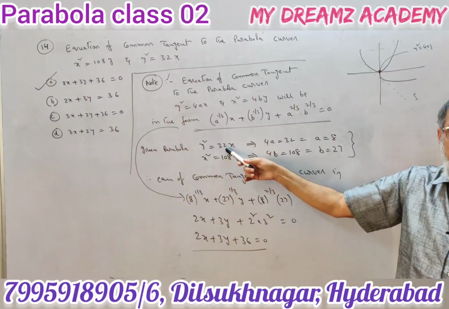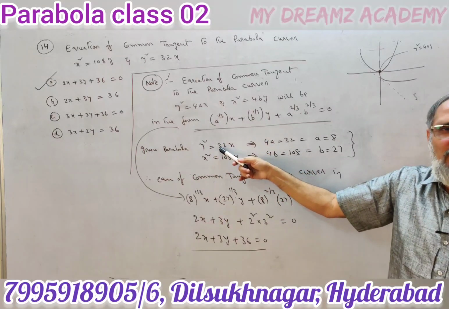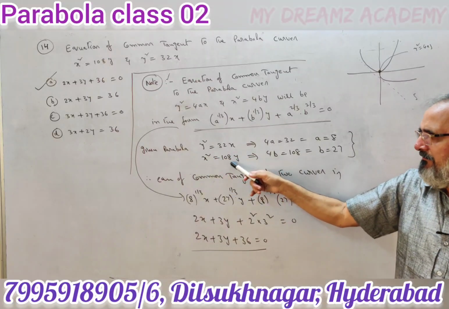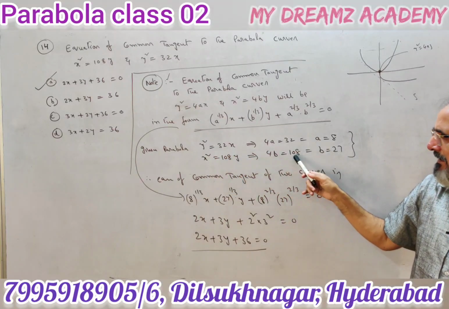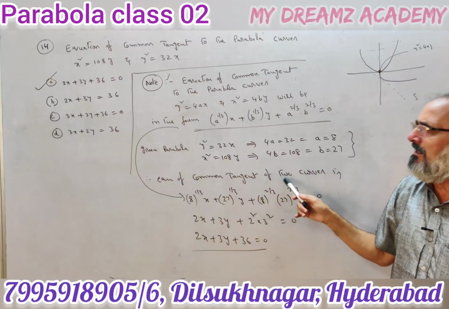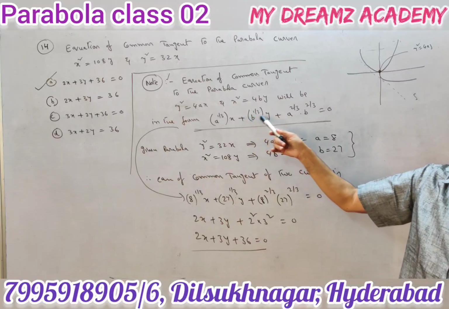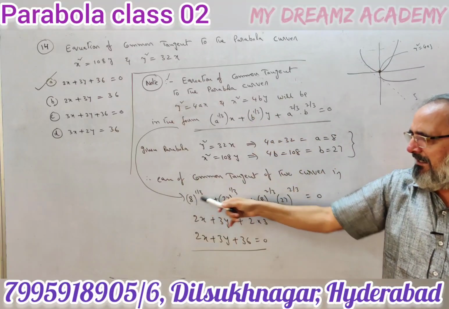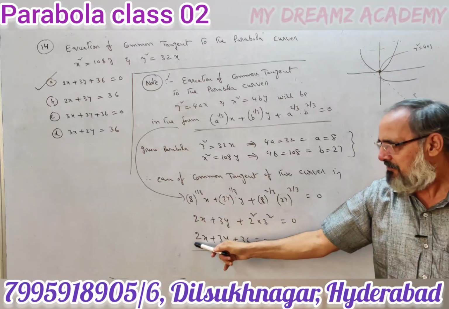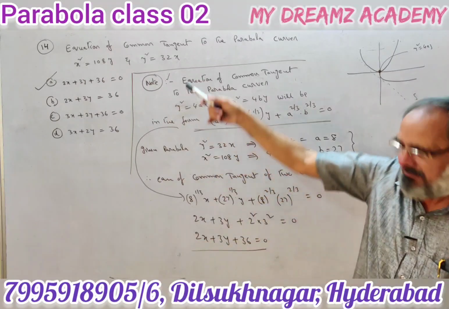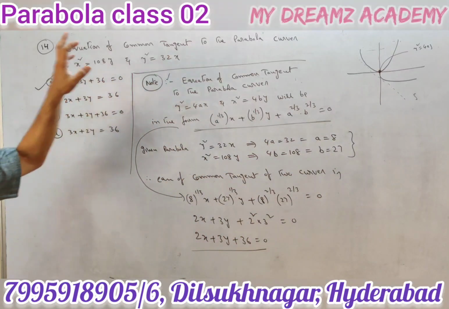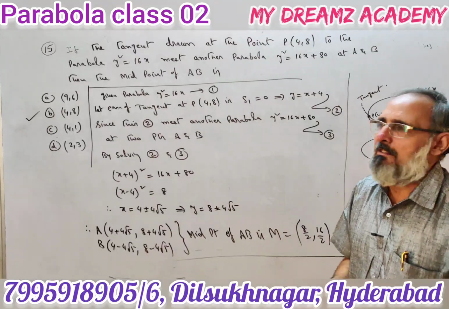For y square equal to 32x, we get 4a equal to 32, so a is 8. For x square equal to 108y, 4b is 108, so b is 27. Now substitute the values of a as 8 and b as 27 in the equation of common tangent, and simplify. You get the common tangent 2x plus 3y plus 36 equals 0, which matches option A. This is the technique. Next, one more problem.